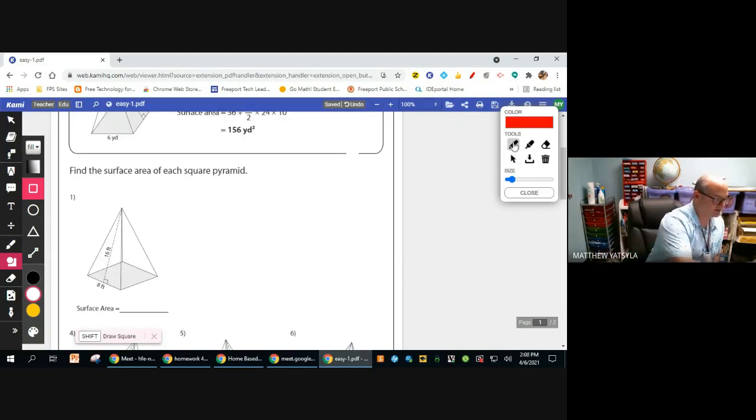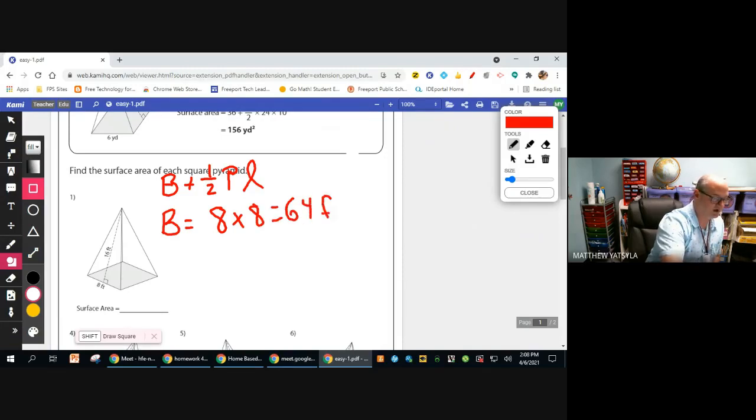So here we go. We're still going to do base plus 1/2 the perimeter times the slant height. Okay, so let's do the base part first. My base is 8 times 8, which is 64 square feet. My perimeter is going to be 8 times 4, because it is a square pyramid, which is 32 feet, because again, we're dealing with linear, not area. Then our slant height is given to us at 16 feet.